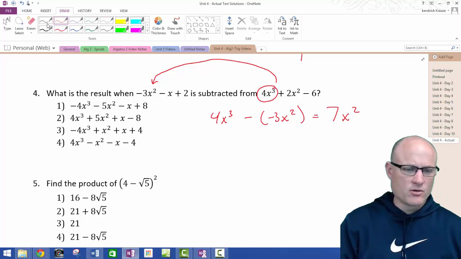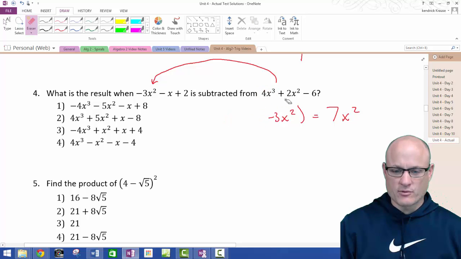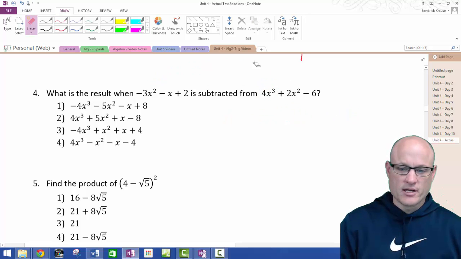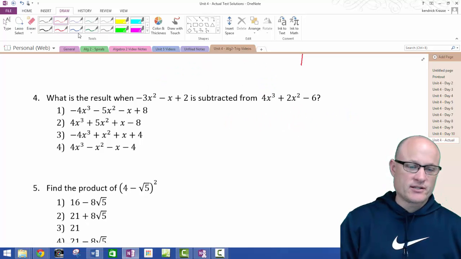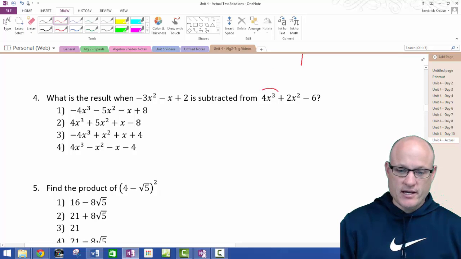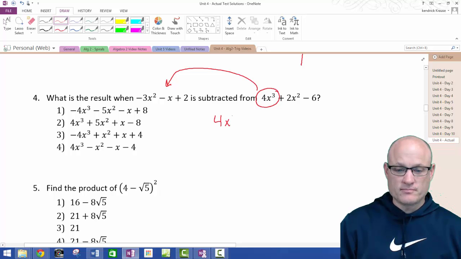All right, hold on. Let me start right over. Yeah, that probably was really confusing. Sorry about that. All right, so we're going to take this positive 4x cubed and subtract off all this. But there is nothing to subtract off, so it's just 4x cubed. So I know it's got to be a positive 4x cubed.